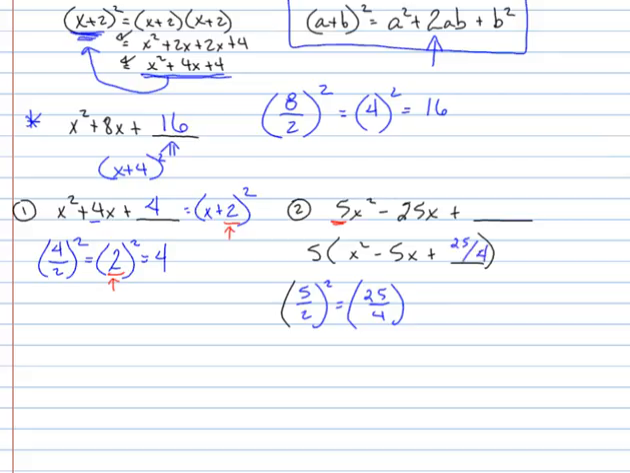So when I go to put my final factored form, I have 5, parentheses, x. This time it's going to be minus, because there's a minus as my middle sign. Minus, and what did I square? I squared 5 over 2. And there's the final answer.